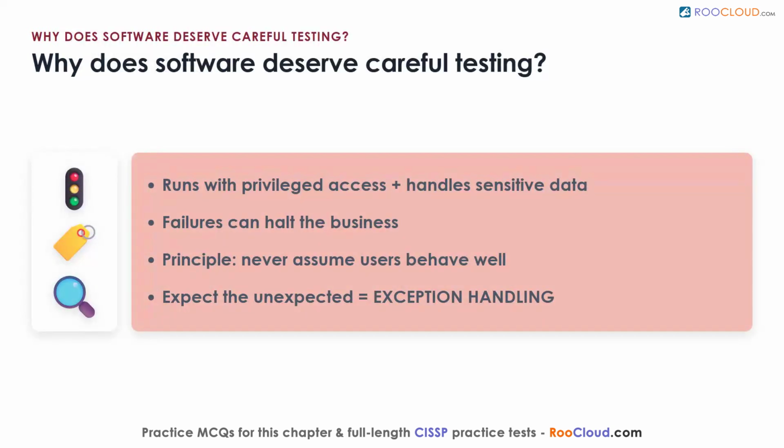So why does software deserve such careful testing? Because it holds enormous power over everything else. Applications often run with privileged access, handle sensitive data, and lean on databases full of secrets. When they fail, the business can grind to a halt. There is a core design principle here. Software should never assume users behave well. It should expect the unexpected and handle bad input gracefully, a discipline called exception handling. Build software like a bank teller who calmly handles the customer, trying every trick in the book.